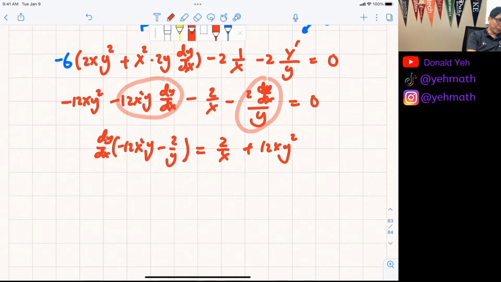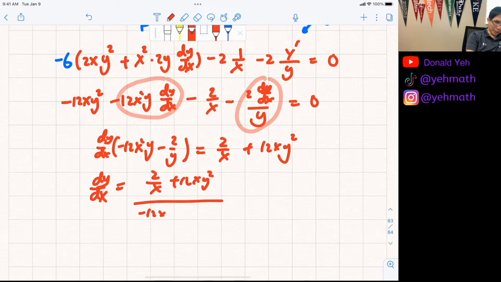Now I'm going to move and isolate dy/dx. So it'll be 2 over x plus 12xy, all over -12x squared y minus 2 over y. And you're going to say, yeah, I solved the problem, but there was a complex fraction. Where's the problem? Right here and right here. There's a complex fraction. You can combine fractions, but it takes a long time.